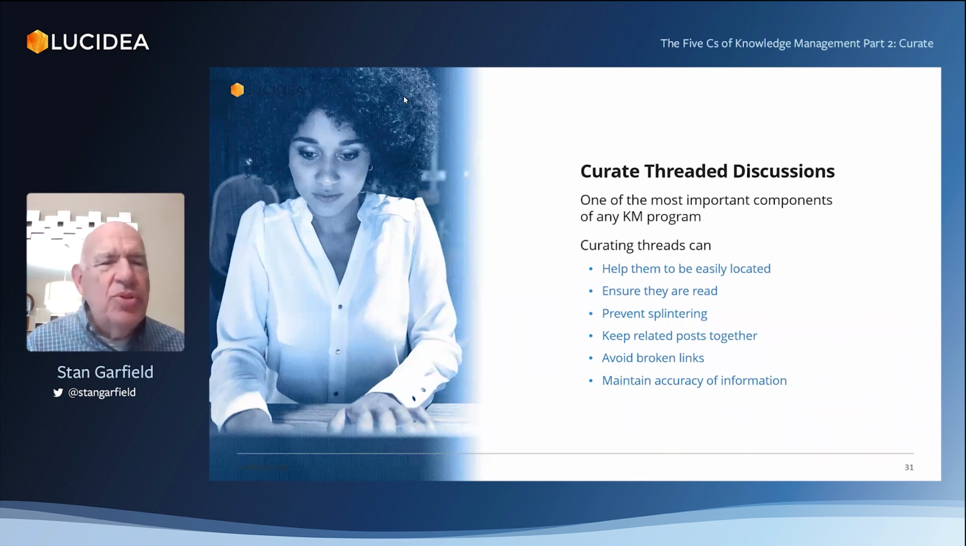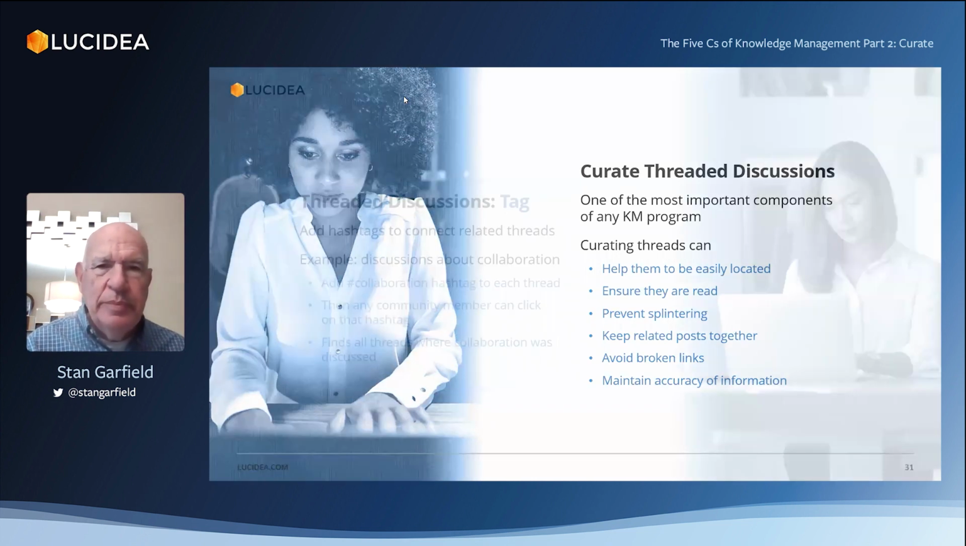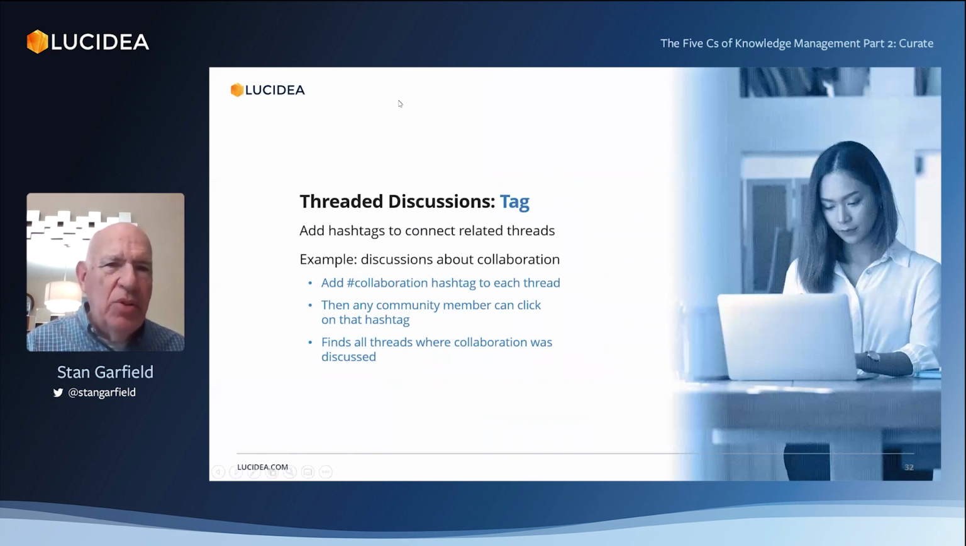It can keep related posts together. So instead of them being in different places, they can be together and you can find all of them using a single tag. It can avoid broken links. That tends to happen over time. The discussion that happened a year ago may have had a useful link in it that's not working today, but if it had been updated with a new link, it'd still be useful. And it can maintain the accuracy of information. There could have been an answer which was correct at one time and is no longer. There may be a different answer today, and you can go back and replace that old one with the correct one. So let's talk about the ways that you can curate discussion.